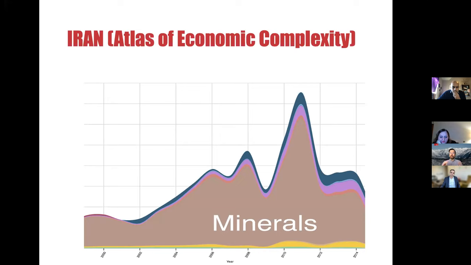And then just to illustrate this over time, looking at Iran, where these are the different categories that correspond to the colors as produced by the Atlas of Economic Complexity, we can see here that Iran's export profile really moves dramatically, and it looks like it's driven just by changes in the commodity market as well as the impact of sanctions.